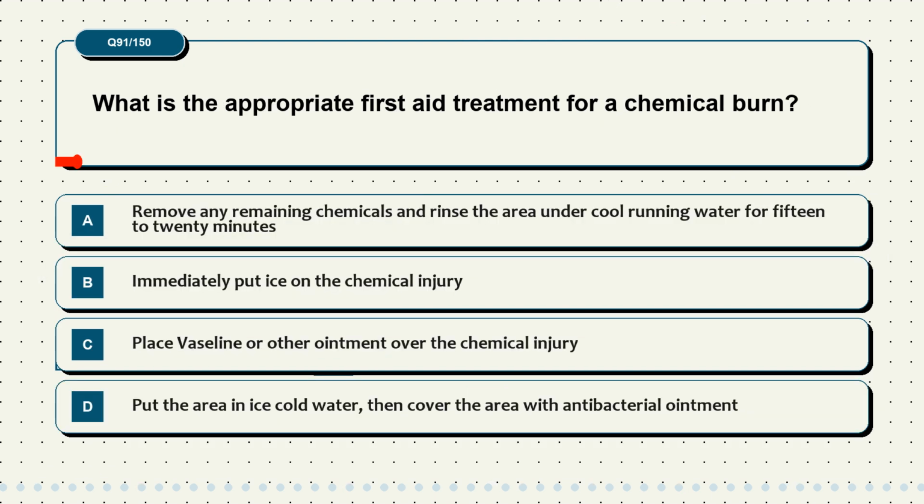Question 91. What is the appropriate first aid treatment for a chemical burn? Here are the options. Option A. Remove any remaining chemicals and rinse the area under cool running water for 15 to 20 minutes. Option B. Immediately put ice on the chemical injury. Option C. Place Vaseline or other ointment over the chemical injury. Option D. Put the area in ice-cold water, then cover the area with antibacterial ointment.